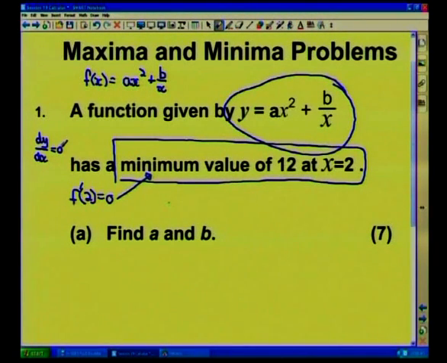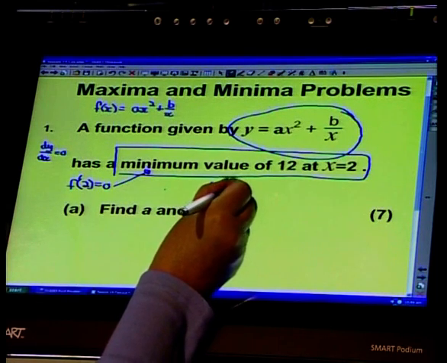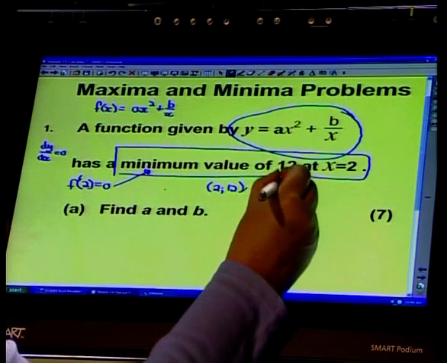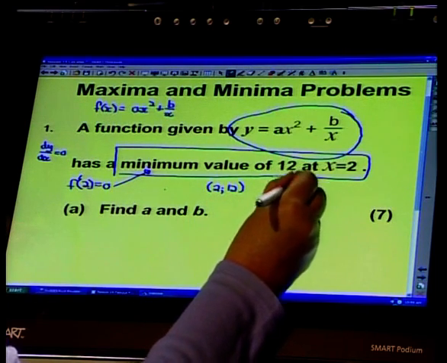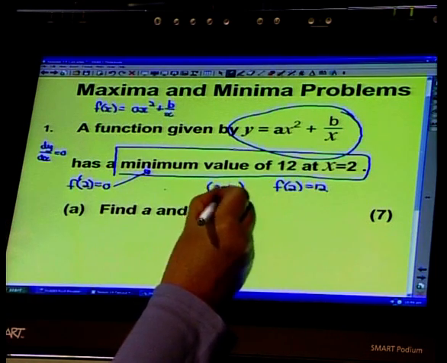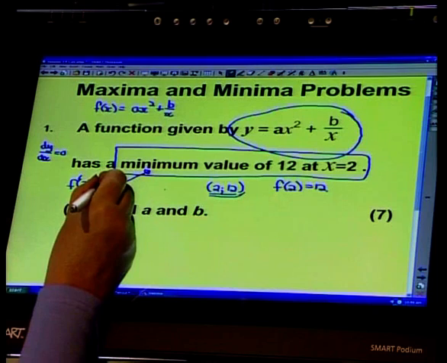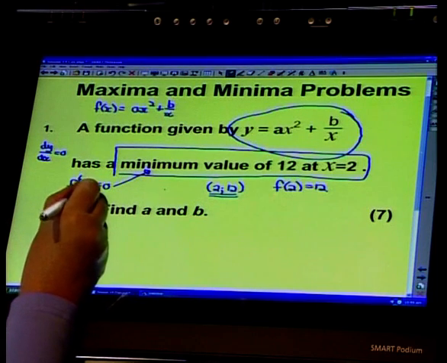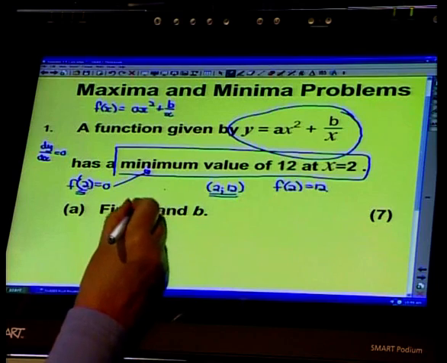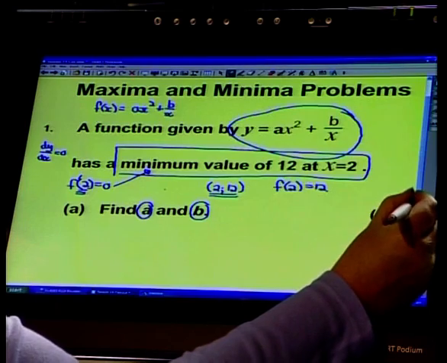Right, what else do we know? We know that at 2, the answer would have been 12. In other words, in that notation, f of 2 equals 12. Okay, so that's quite useful if we know a coordinate on this graph, and we know the derivative is 0 at x equals 2. The question says, find a and b. So right, let's see how we're going to do that.